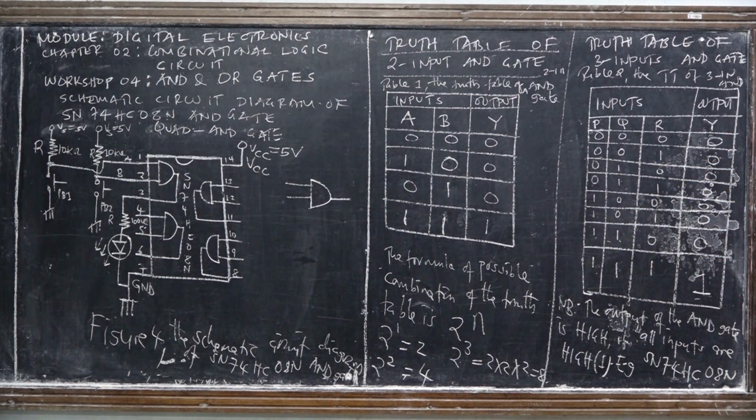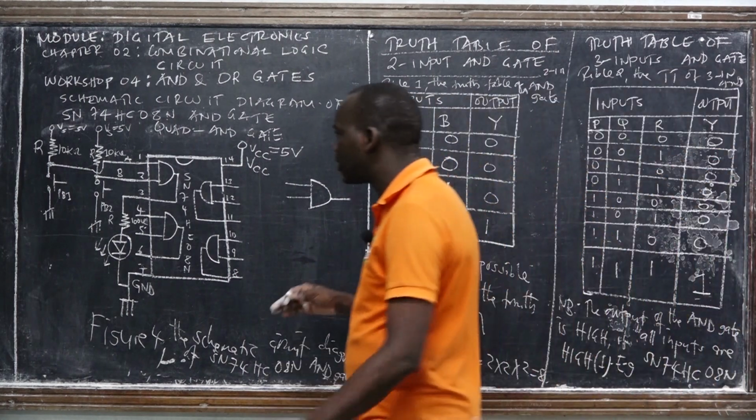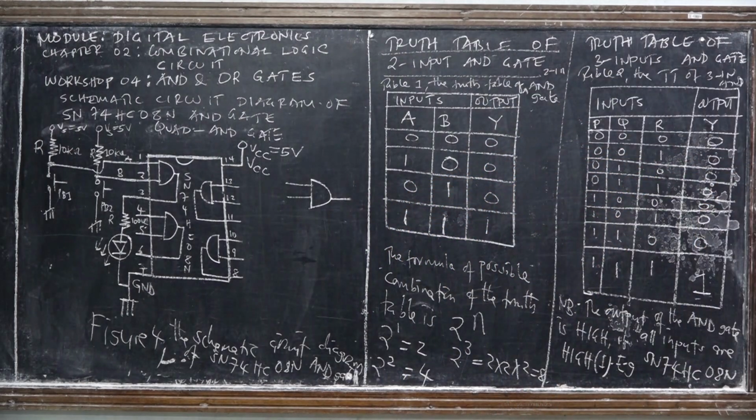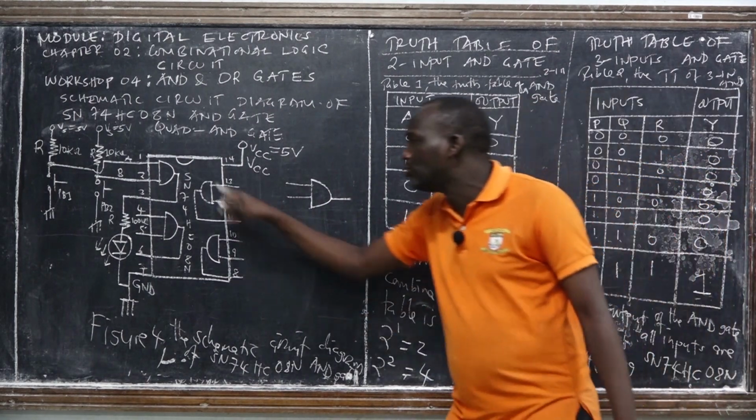Now, is it clear? Is it clear? So now, what is the principle of operation? If that concept is clear, I thank God if you've understood. Now, let us come to the last part, how do we verify the truth table of 2 input AND gates by using this AND gate?